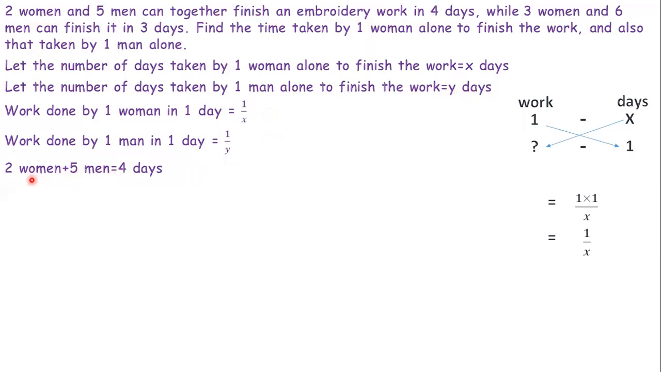Now work done by one woman is 1 by x. 2 women will be 2 into 1 by x. Work done by one man is 1 by y. So 5 men will be 5 into 1 by y. And convert this also for one day. Total days taken to finish the work is 4 days. So work done in one day is 1 by 4. So 2 into 1 by x plus 5 into 1 by y is equal to 1 by 4.